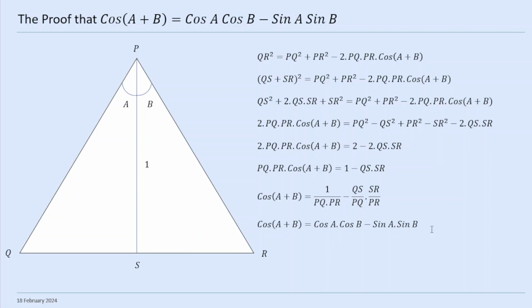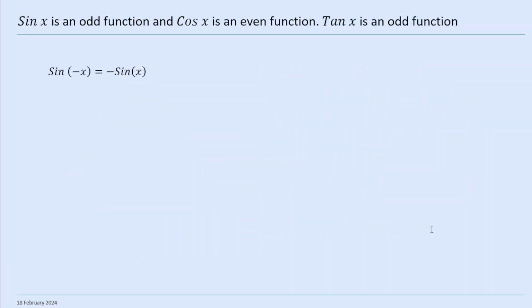So that's the proof again, and again that's a really nice succinct proof, but of course it requires the cosine formula or the cosine rule, which is A squared equals B squared plus C squared minus 2BC cos A, the kind of original form of it.